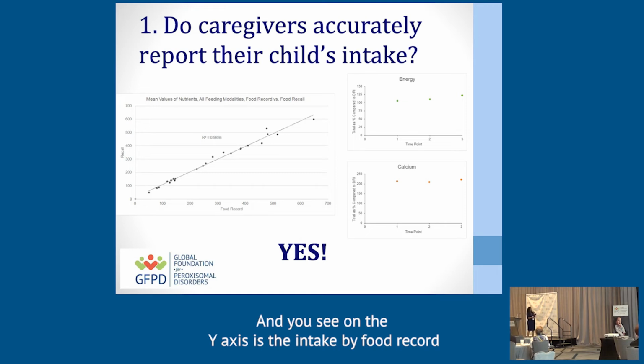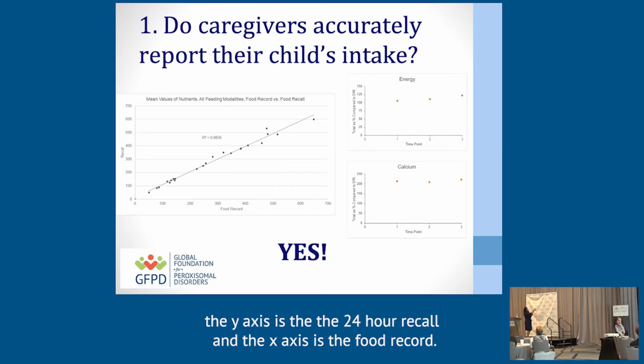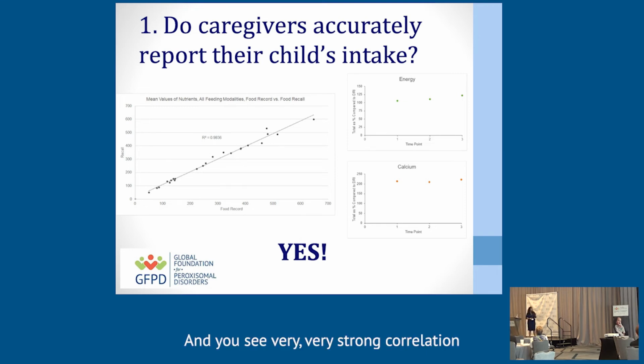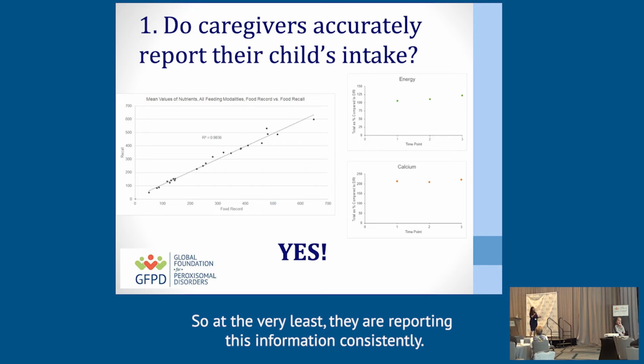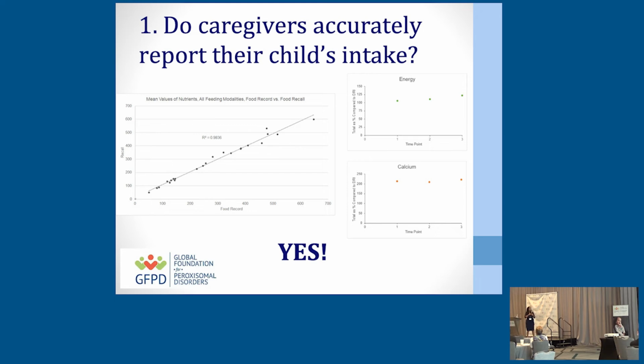What you see on the y-axis is the intake by 24-hour recall, and the x-axis is the food record. And you see a very, very strong correlation in terms of the reports that we got for food record and recall. So at the very least, they are reporting this information consistently.